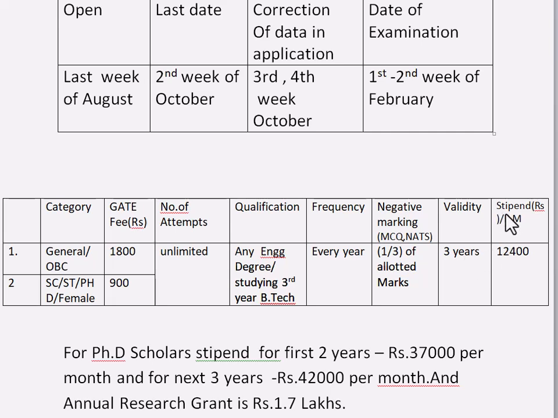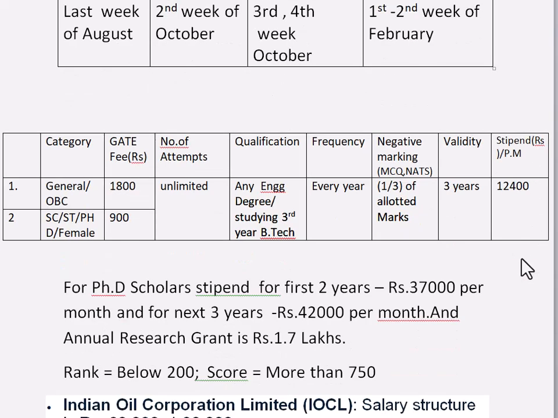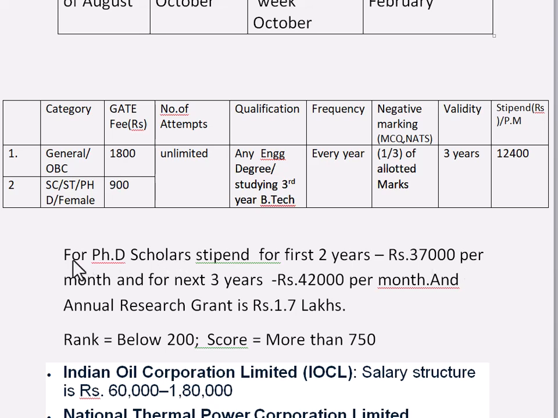If the candidate joins the M.tech course, the monthly stipend is 12,400. For PhD admitted scholars, the stipend for the first 2 years per month is 37,000, and for the next 3 years the stipend is 42,000 per month. And in addition to this, annual research grant is 1.7 lakhs.